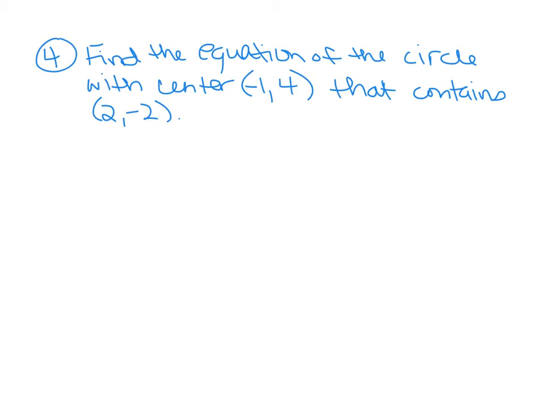So our last type of circle example, they give us the center of the circle and they tell us a point that the circle also contains. So right now I know that my equation is of the form x plus 1, that 1 comes from the x coordinate of the center, squared, plus y minus 4 squared is equal to r squared. I don't know my r value, but I can find it.